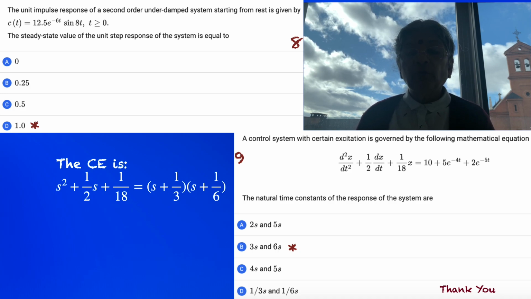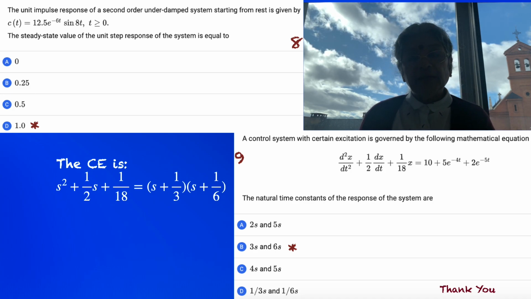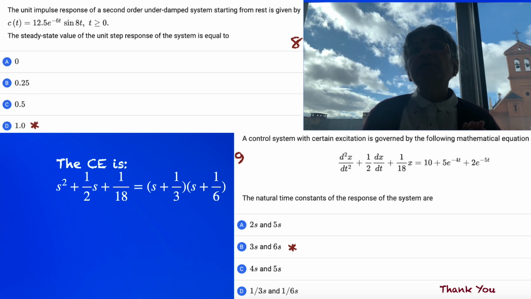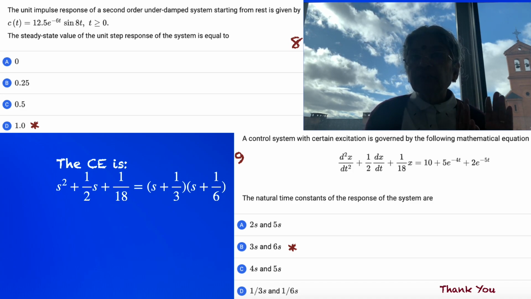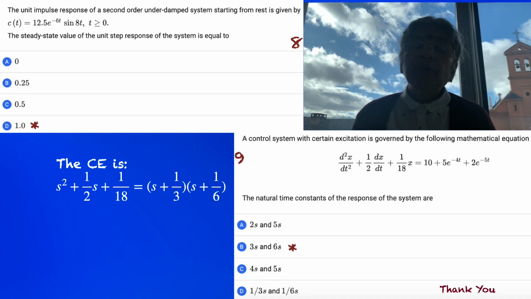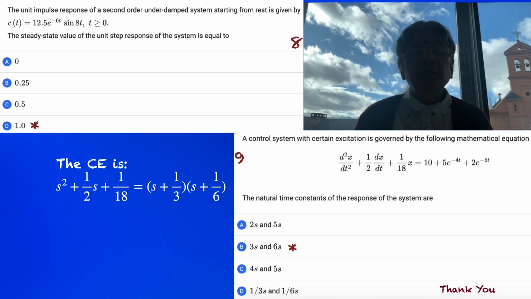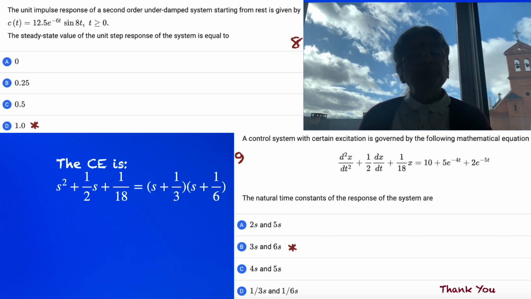about which we don't bother, but we take the Laplace transform of the left hand side. We are left with s square plus 1 by 2 s plus 1 by 18. Okay, so please be very clear about it. When you're talking about natural constants, time constants, etc., it is about the system only. So now s square plus 1 by 2 s plus 1 by 18 can be easily factorized as s plus 1 by 3 into s plus 1 by 6. So you have two poles, 1 by 3 and 1 by 6.